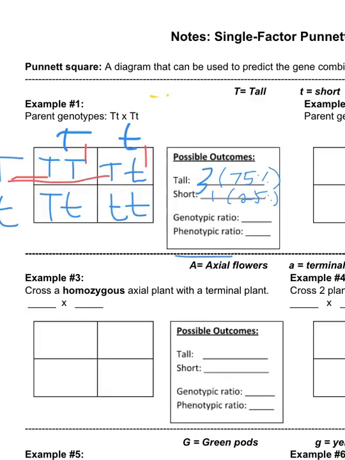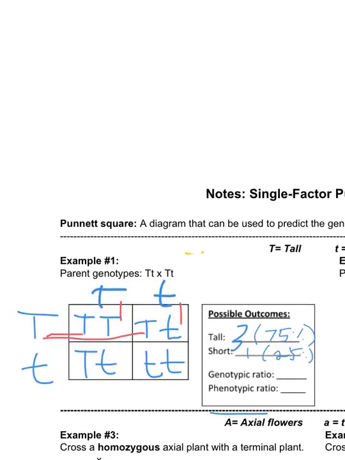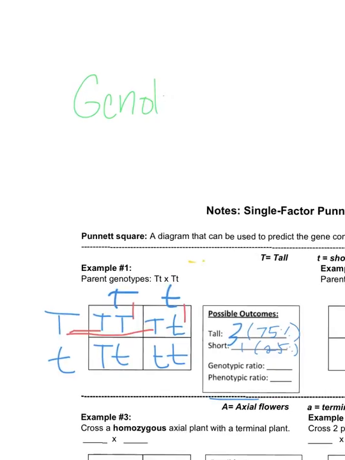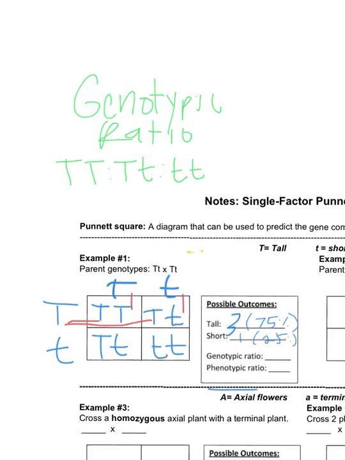So let's go to the top of our papers up here, and we're going to write ourselves a little cheat sheet. So we're going to write genotypic ratio. And so what the genotypic ratio wants to know, this will be our little formula, is how many of the offspring will be homozygous dominant, versus how many will be heterozygous, versus how many will be homozygous recessive. So let's go back down over here and check it out.